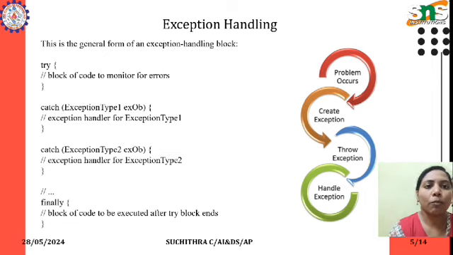This is the general form of an exception handling block. Here we are giving the try, and inside the try we are giving the block of code to monitor for errors. After closing that, we are giving the catch keyword, exception type 1, its object, and opening the braces. In that we are giving the exception handler for exception type 1. After closing that, we are giving another catch, that is exception type 2, its object, the exception handler for exception type 2, and we are closing that. Then we are giving the finally keyword and opening that block of code to be executed after the try block ends.